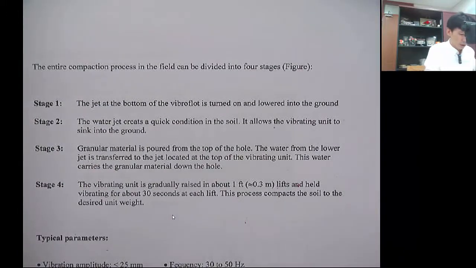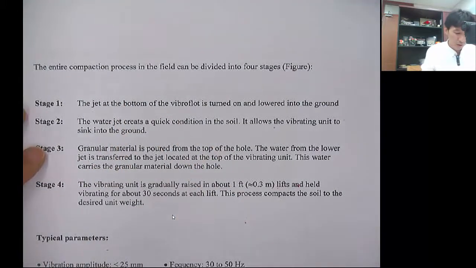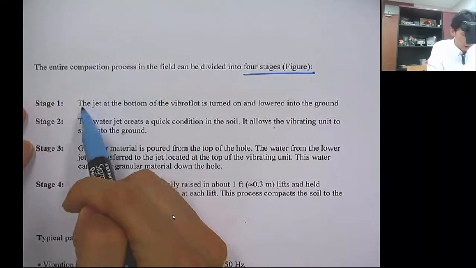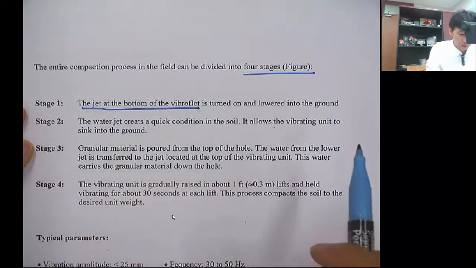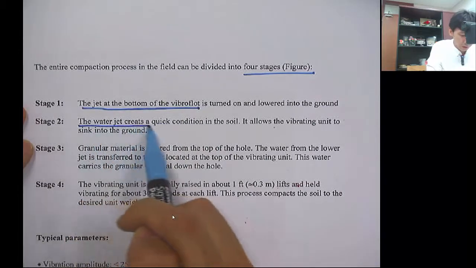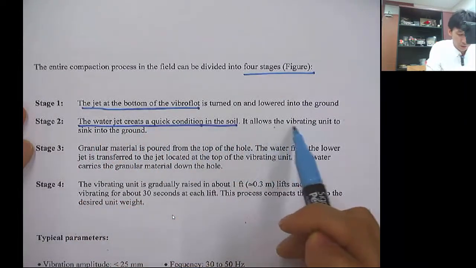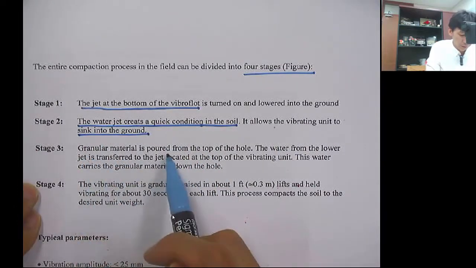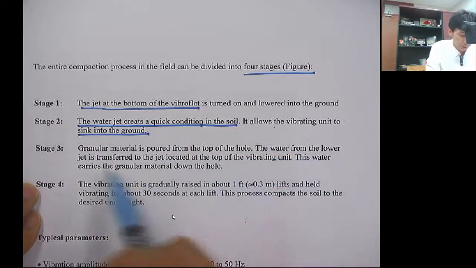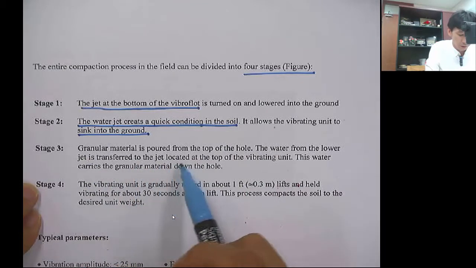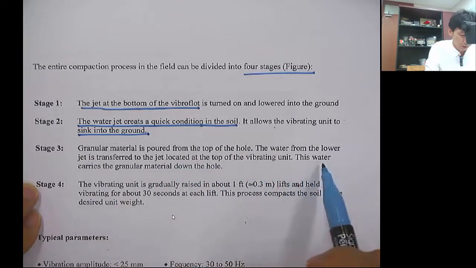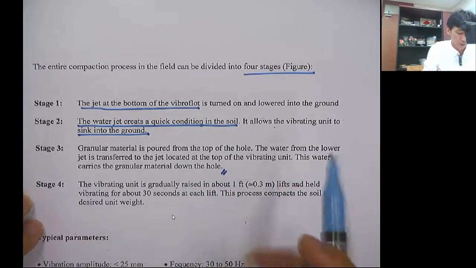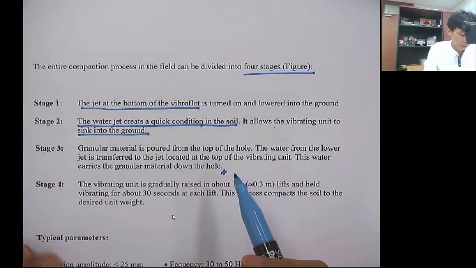So the entire compaction process in the field can be divided into 4 stages. In stage 1, the jet at the bottom of the vibral float, the water jet, creates the quick condition in the soil. This allows the vibrating unit to sink into the ground. And granular material is poured from the top, and the water from the lower jet is transferred to the jet located at the top of the vibrating unit. And this water carries the granular material down the hole. So the hole is filled up with the granular material.